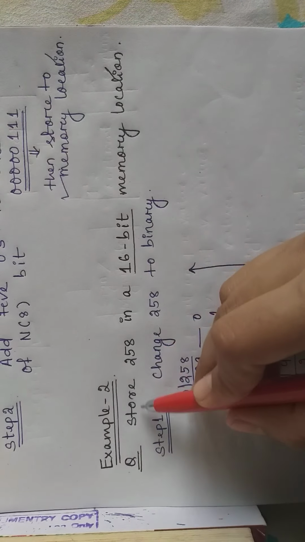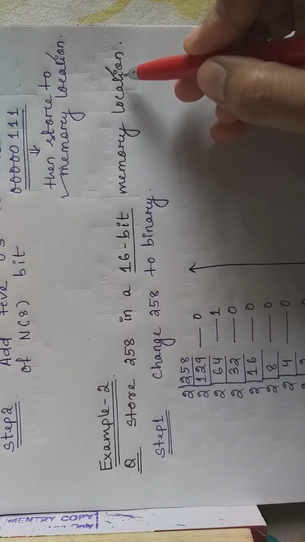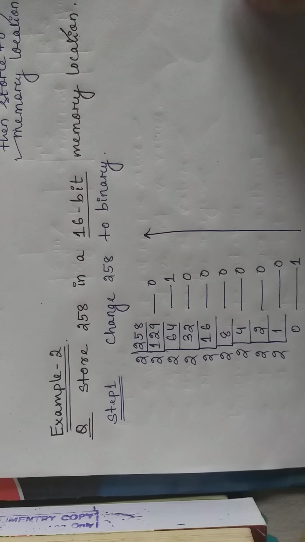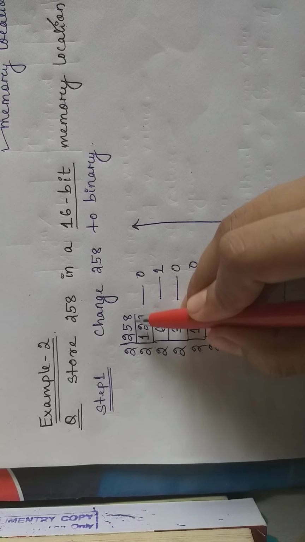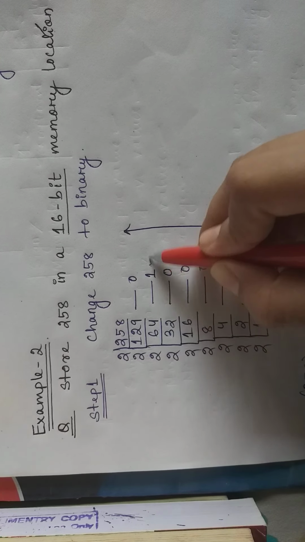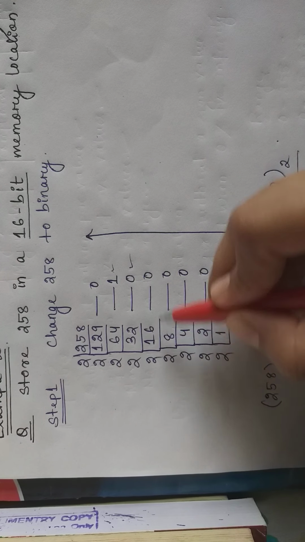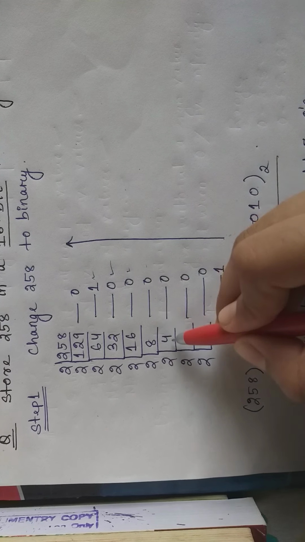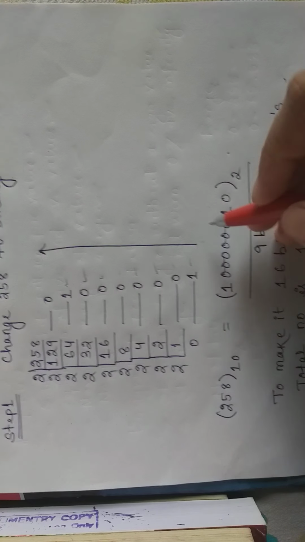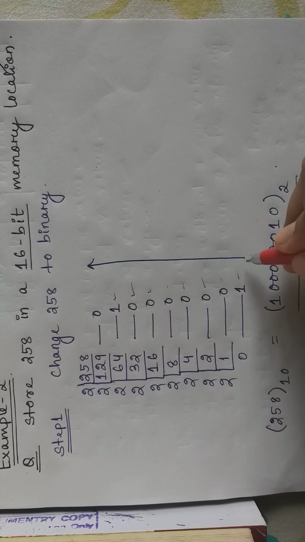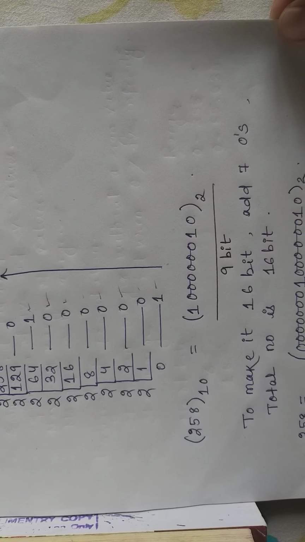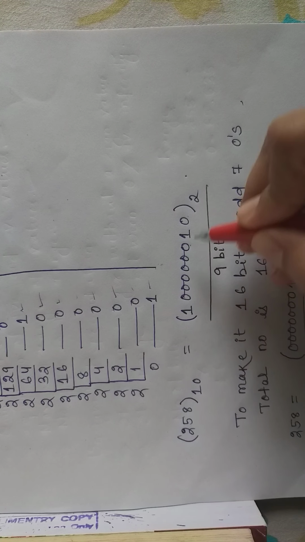The second example is store 258 in a 16-bit memory location. First change the number to binary. How will we change? By the LCM procedure. 258 divided by 2 is 129, remainder 0; then 64, remainder 1; 32, remainder 0; 16, remainder 0; 8, remainder 0; 4, remainder 0; 2, remainder 0; 1, remainder 0; 0, remainder 1. Then the arrow mark goes from down to top. That means 258 converted to binary form is 1 followed by 6 zeros, then 1 0.